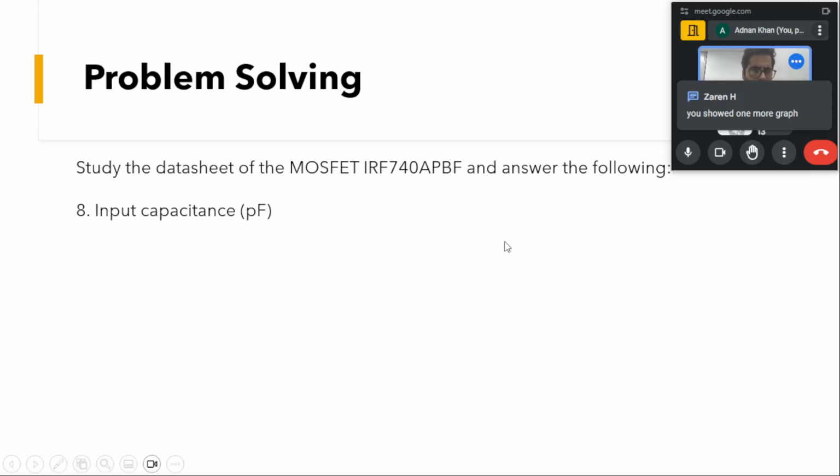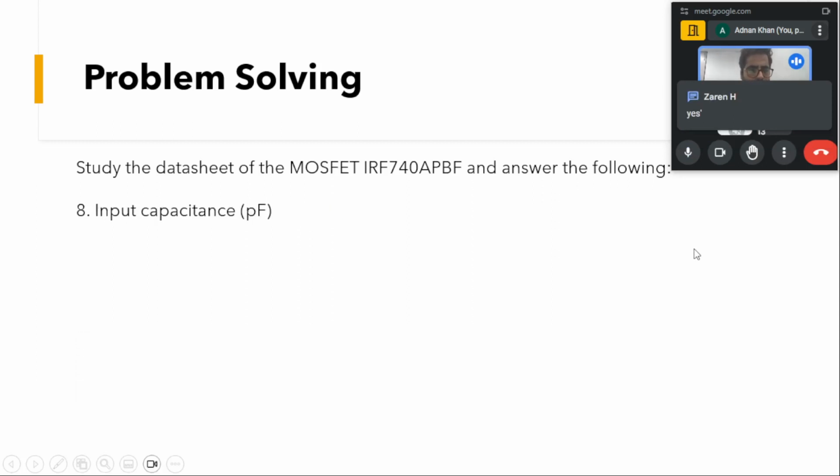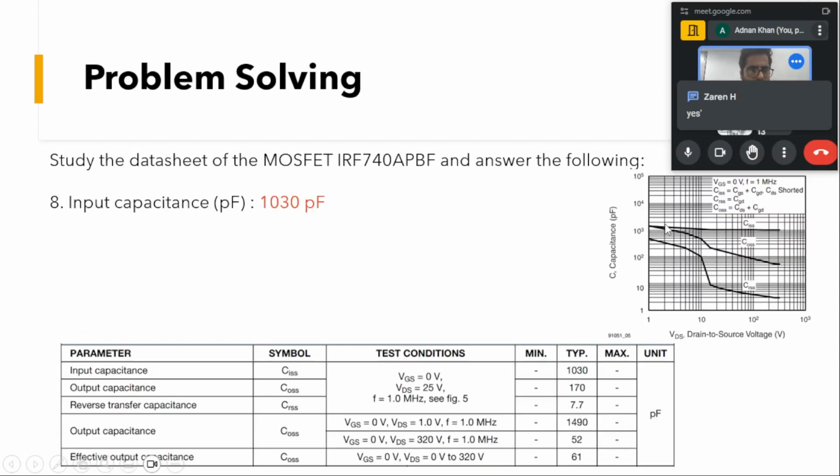One more graph. Which one? This one. This is about the gate charge. This is not the capacitance. This is the gate charge. This is not the capacitance. This is the capacitance. Is it clear?